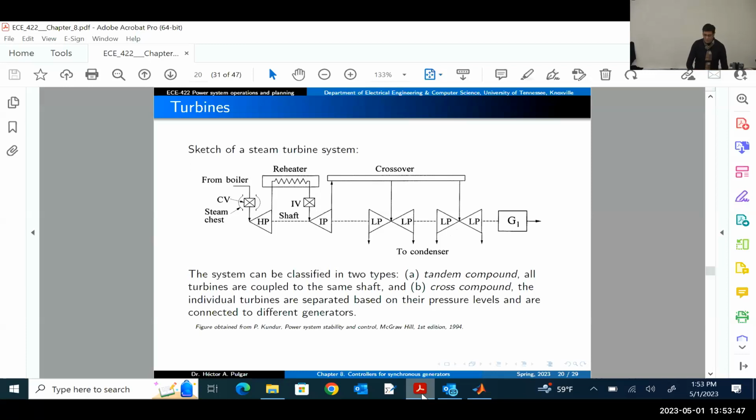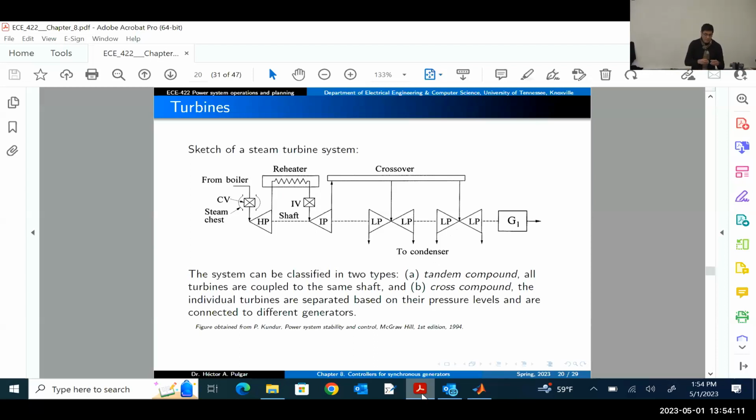Okay, so we're going to finish this part. We were talking about primary frequency regulation, and we discussed the droop control characteristic, and we were here talking about the steam turbines. And this is a general description of what a steam turbine is. And there are two types.